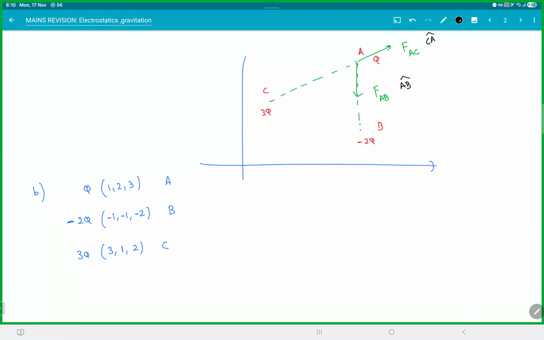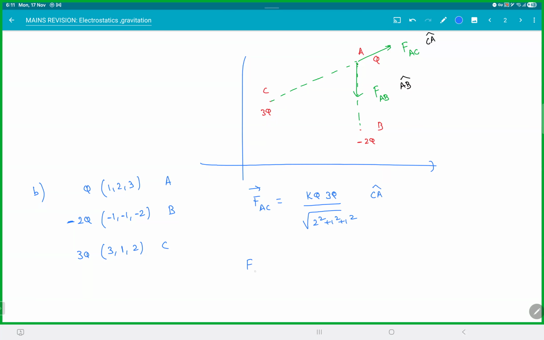So Coulomb's law, you will get the magnitude from there. So you can find FAC. FAC will be K, Q, 3Q, over the distance between A and C. Then you can get the coordinates. Root of (1 minus 3) is 2 squared, (2 minus 1) is 1 squared, (3 minus 2) is 1 squared. And the vector form, CA cap. You know how to find CA cap.